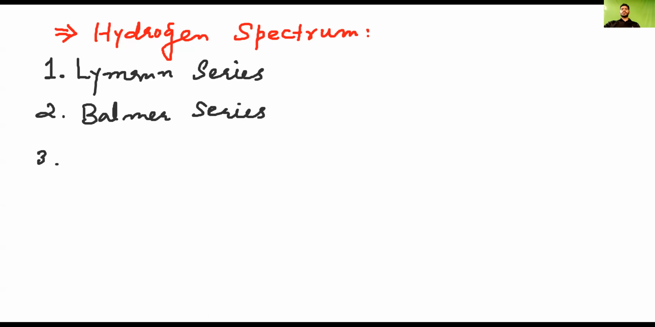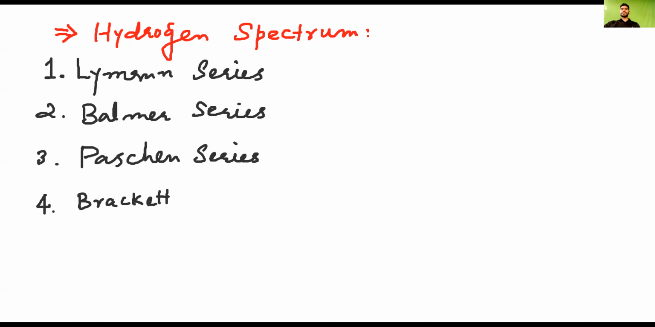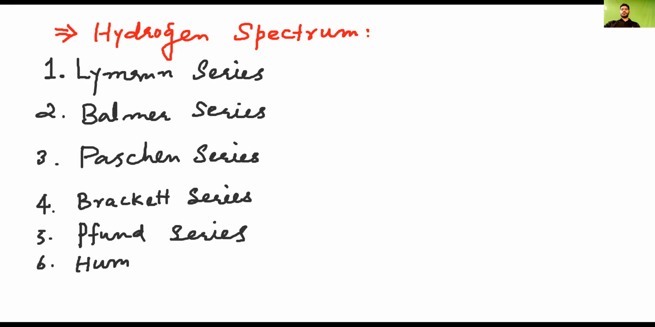So the third one is Paschen series. You have to remember as such as it is. So the next is Brackett series. And similarly, next is Pfund series. P will remain as silent. And the next is Humphrey series. So these different types of series are observed in the spectra of hydrogen.